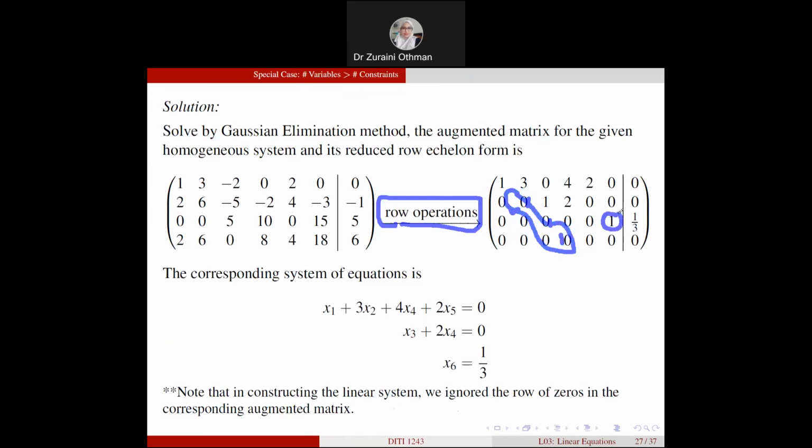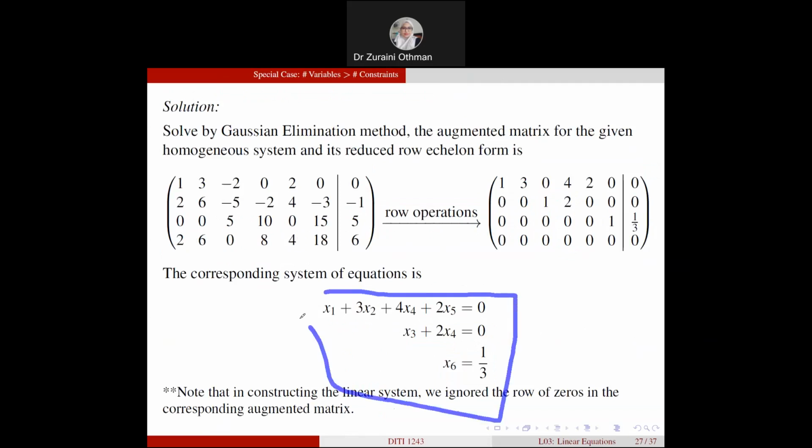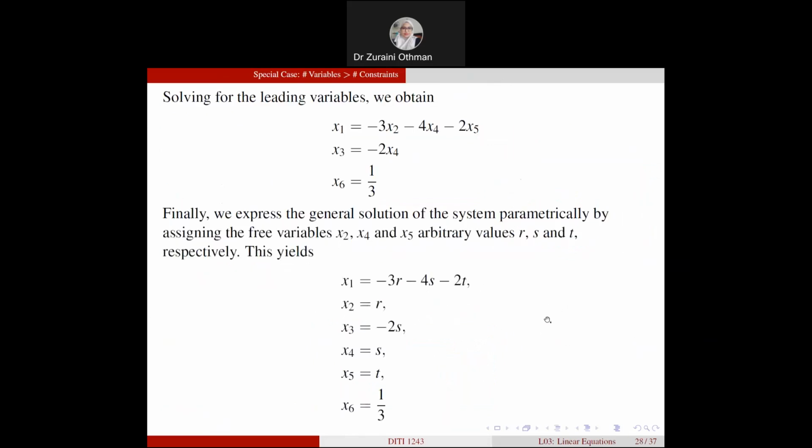So we already know that this is the place for x6. So we know that x6 is equal to 1 over 3. And the second row has x3 and x4 here, so x3 plus 2 x4 is equal to 0. And for the first row, we get this equation. Then from this equation, we make x1, x3 and x6 the leading variables.